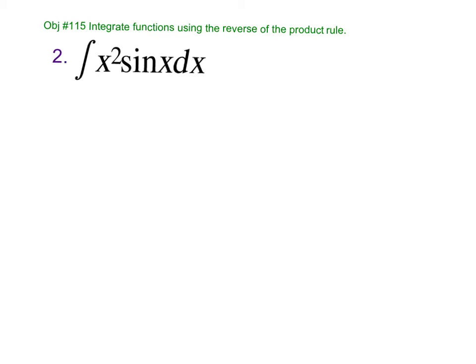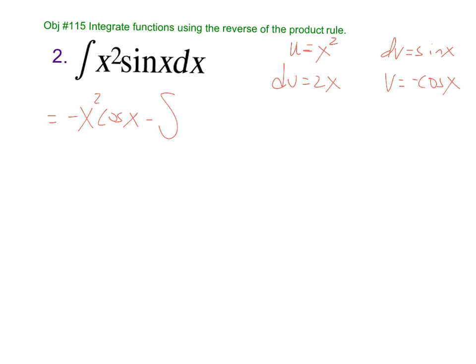So I have, again, the same idea. u is my easier function, so I'm going to make that my x squared. dv is sine. du, the derivative, is 2x. v is the antiderivative, negative cosine x. So we get negative x squared cosine x minus the integral. That actually becomes plus because of that negative cosine. 2x cosine x dx. Forgot my dx, that's a plus.